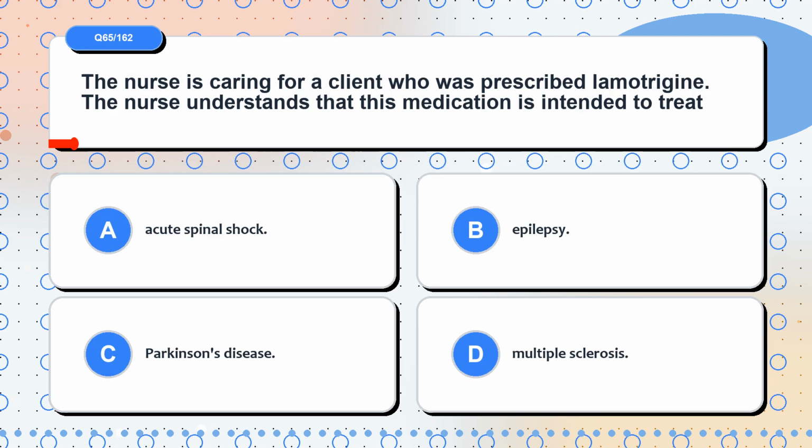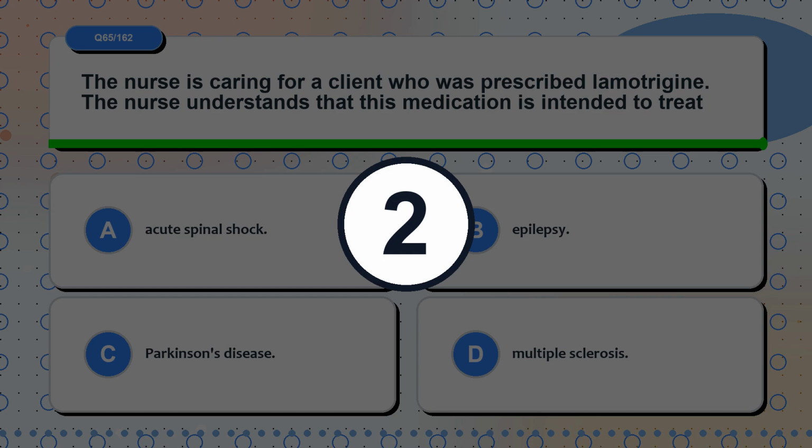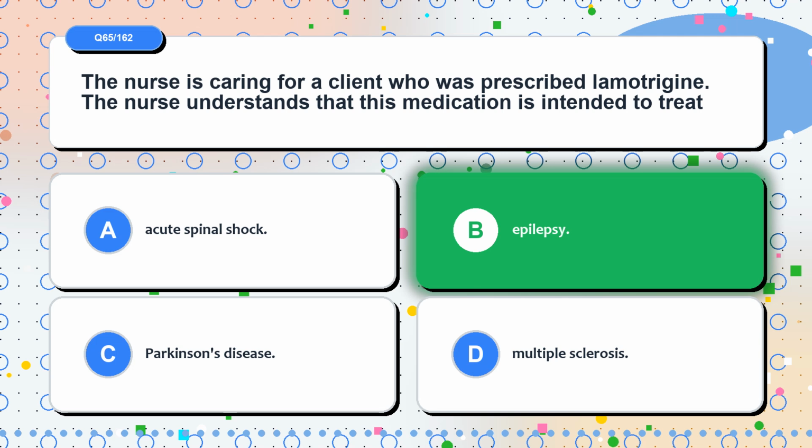Question 65. The nurse is caring for a client who is prescribed lamotrigine. The nurse understands that this medication is intended to treat. Here are the options. Option A: acute spinal shock. Option B: epilepsy. Option C: Parkinson's disease. Option D: multiple sclerosis. The correct answer is option B: epilepsy.